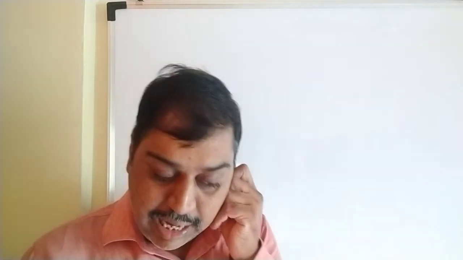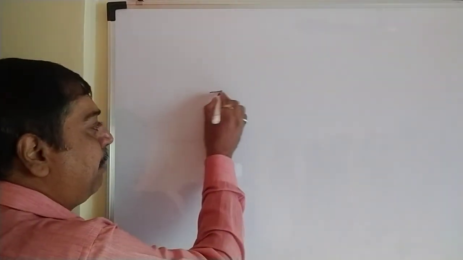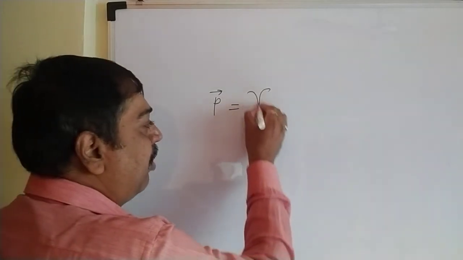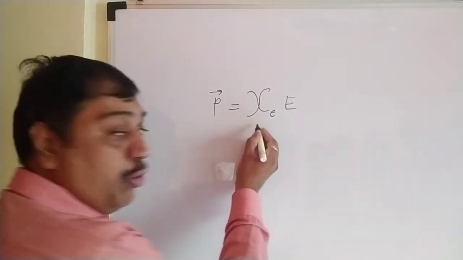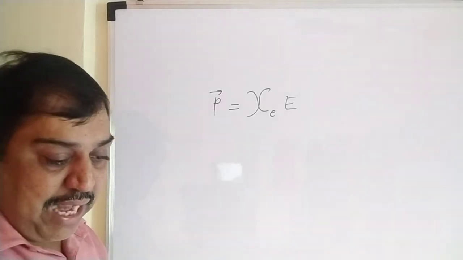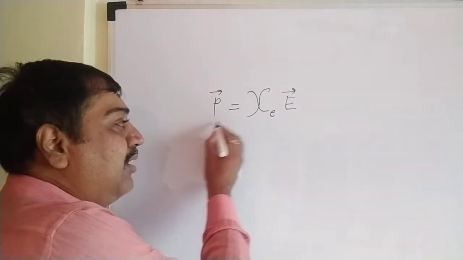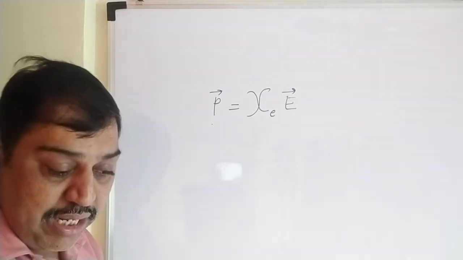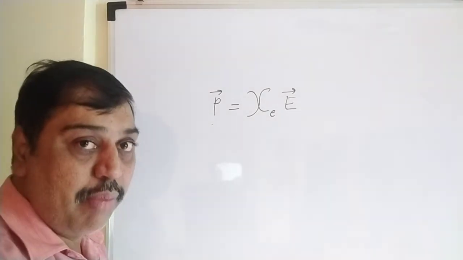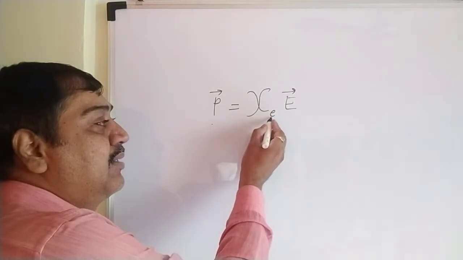And how many charges are produced, how many charges get separated? The dipole moment per unit volume, that is the number of dipole moments produced when they are kept in an electric field, is called polarization, and it is represented by P. It can be written in vector form: P equals chi e into E. This is the polarization, this is the electric field, and chi e is the electric susceptibility. It is one of the parameters, said to be the electric susceptibility.